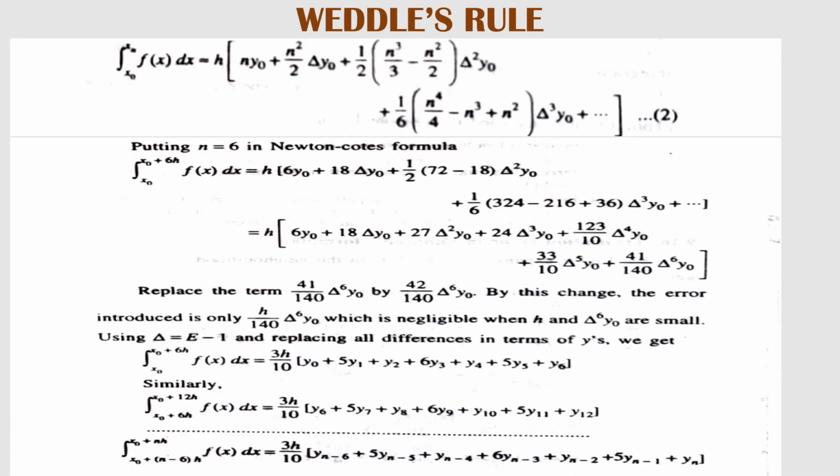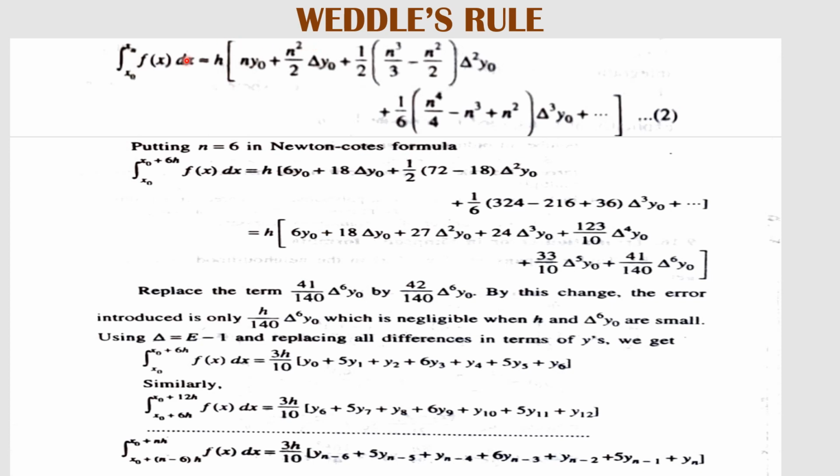And the last rule is Weddle's rule. We have seen already the trapezoidal rule, Simpson's 1/3 rule, Simpson's 3/8 rule, and the fourth one is Weddle's rule. So again, taking into consideration Newton's quadrature formula, here we are going to substitute n is equal to 6. In the trapezoidal rule, we substituted n is equal to 1. In Simpson's 1/3 rule, it is n is equal to 2. In Simpson's 3/8 rule, we took n is equal to 3. Whereas in Weddle's rule, we are going to take n as 6.